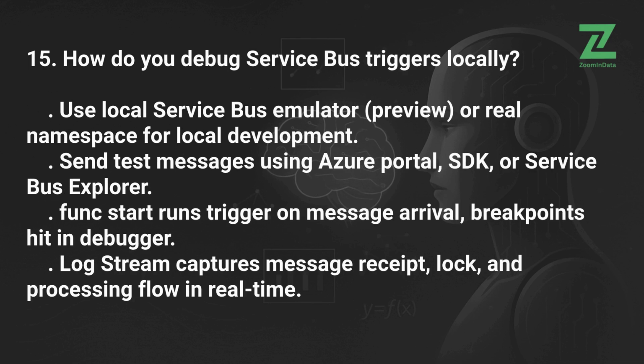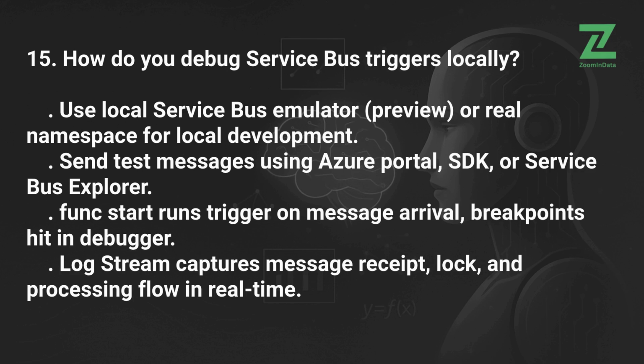15. How do you debug service bus triggers locally? Use local service bus emulator, preview, or real namespace for local development. Send test messages using Azure Portal, SDK, or Service Bus Explorer. Func start runs trigger on message arrival, breakpoints hit in debugger. Logstream captures message receipt, lock, and processing flow in real time.